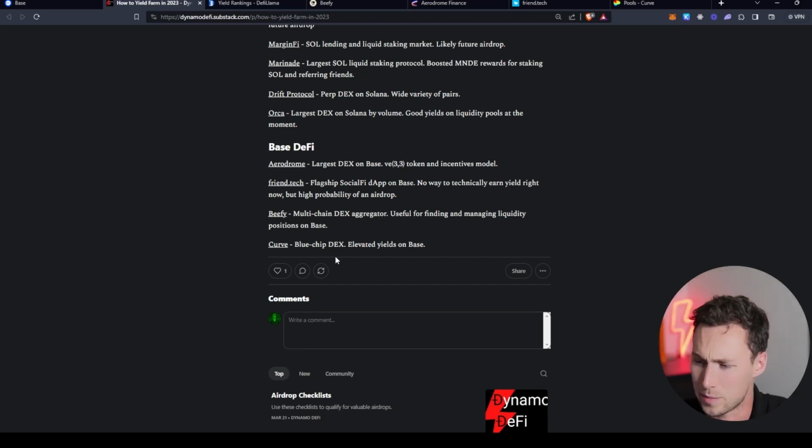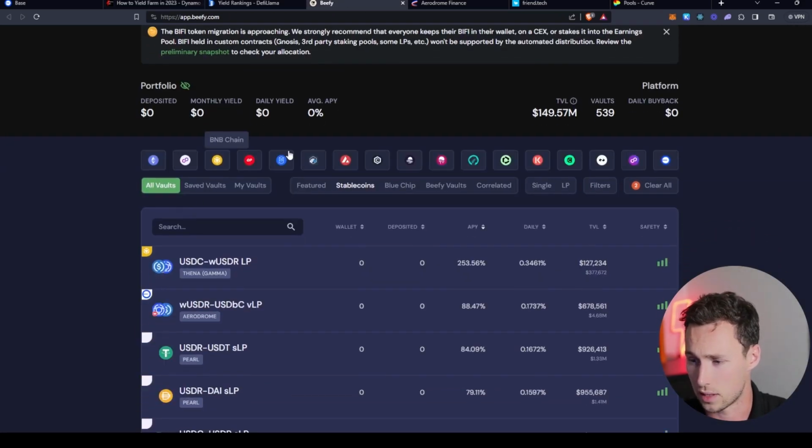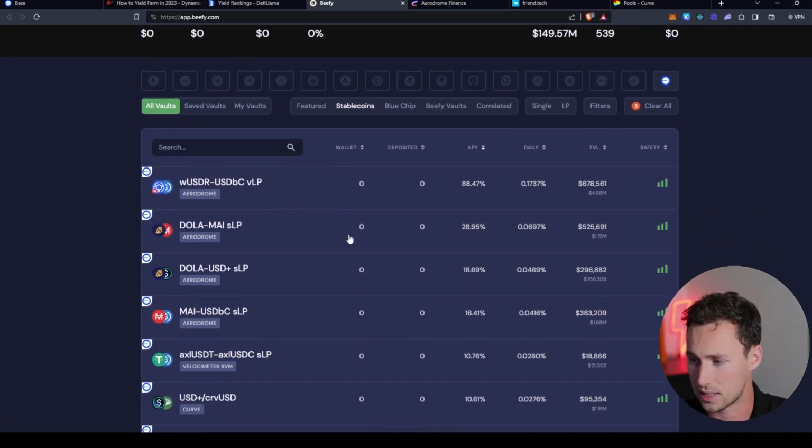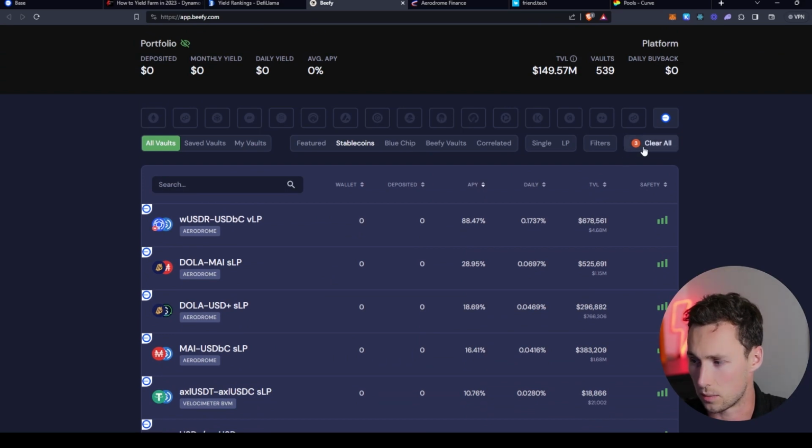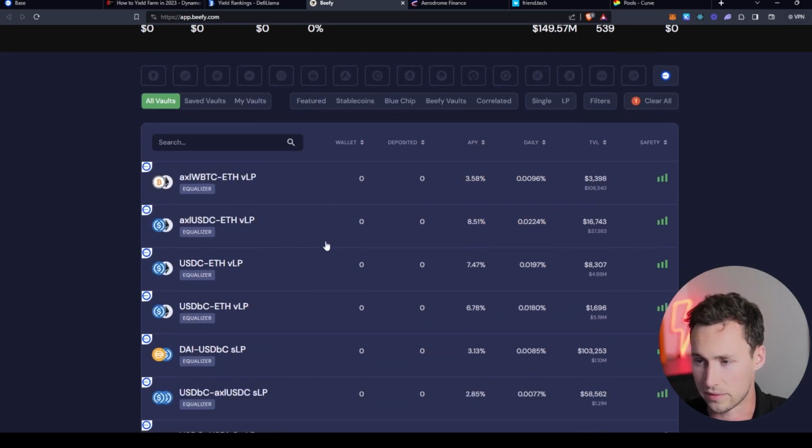And then these next two are Beefy and Curve. Those aren't Base-specific applications, but they're applications that have pretty good opportunities on Base. So we're going to use those to find some pools as well. And Beefy specifically, if we look at it on Base, then we can see that this is a good way to find yield pools. So we're gonna use Beefy pretty heavily.